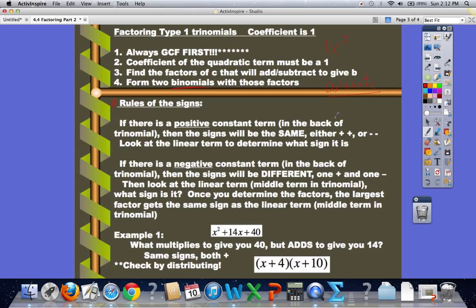You look at the linear term, and to see which one it's going to be. In this case, if it was a plus right here, that means that both signs are going to be positive. If it was a minus right there, both signs would be negative, okay? So you look at the back end to see whether it's going to be same sign, and then you look right here to see which sign it is, if it's positive back here.